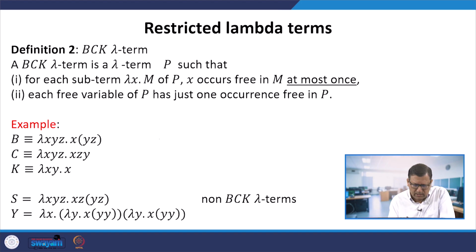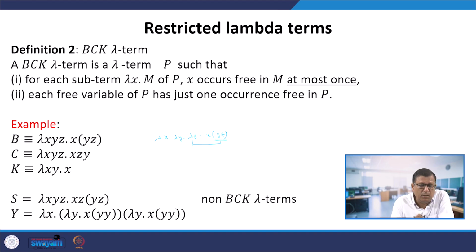So it is lambda x, lambda y, lambda z dot x y z. This is a shorthand we have written. Here, as before, x is occurring at most once. Now for this part, if we take lambda y, y occurs here at most once. Now if you take this part, z is occurring once. So this is a BCK lambda term.